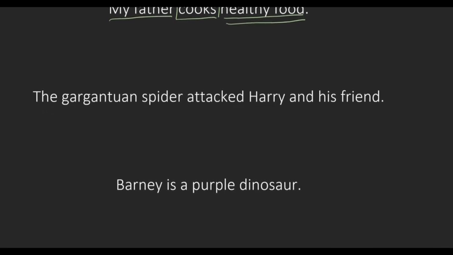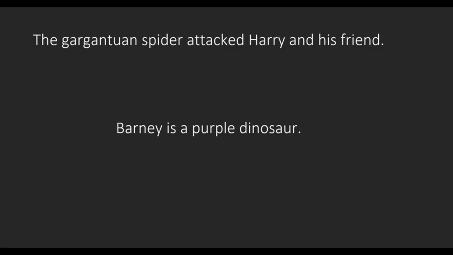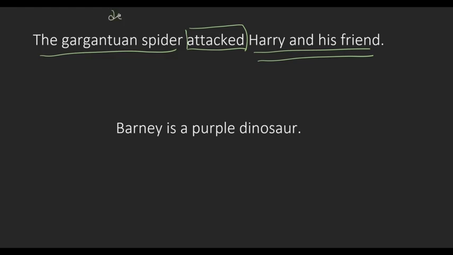The gargantuan spider attacked Harry and his friends. Harry Potter reference. Harry Potter. Okay, that's what I thought. So this is an action sentence, because attacked is an action. And the gargantuan spider is the doer of the action. And Harry and his friends are the receiver of the action. What's going on fragment-wise here? So gargantuan spider is a descriptive, and it's playing the role of a doer in this case. And his friends is possessive, right? So we have a possessive in the receiver.